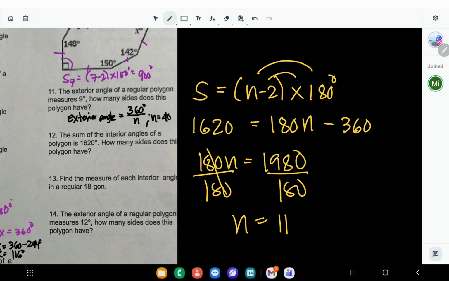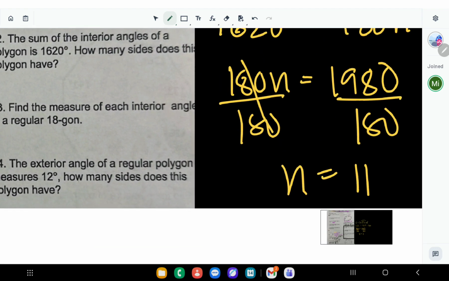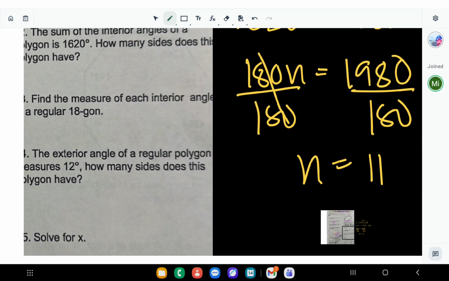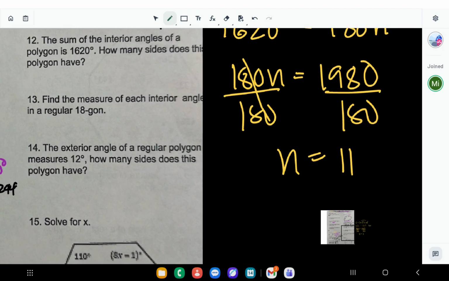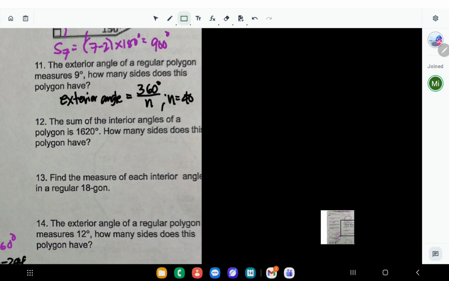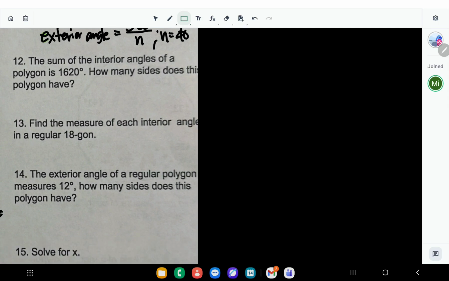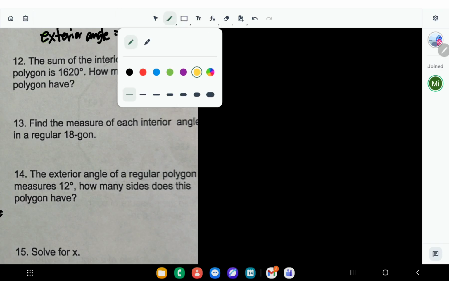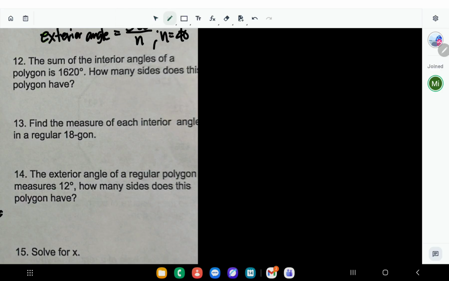All right. Okay. So we move to number 13. No questions? Okay, so we are asked to find the measure of the interior angle of a regular 18-gon. So n here is 18. We need to find the sum first, right? So 18 minus 2 times 180.